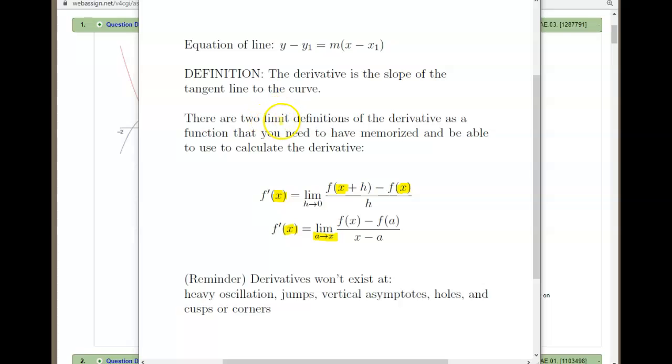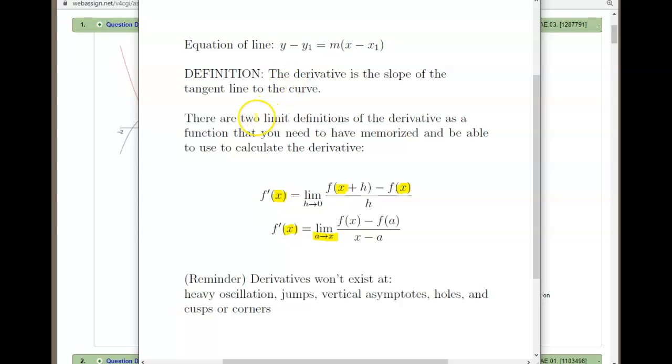There are two limit definitions of the derivative as a function that we're picking up here. So this is the derivative as a function. And you'll need to have them memorized and be able to use them to calculate the derivative. So f prime of x, this was f prime of a when we were looking at derivative at a point. So the a's in here become x's also. This is f prime of x, and instead of x goes to a, we'll have a goes to x here. So study the four definitions enough so that you're clear about which goes where and when I'm asking for which.